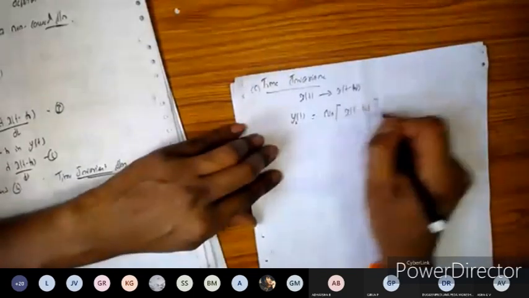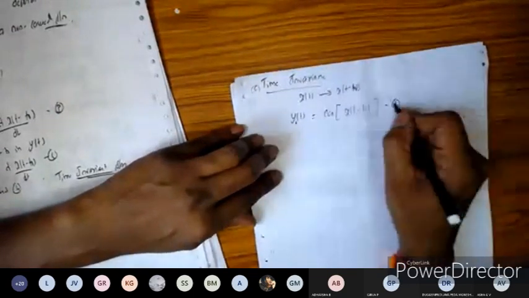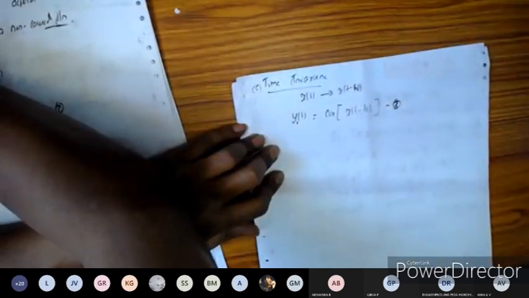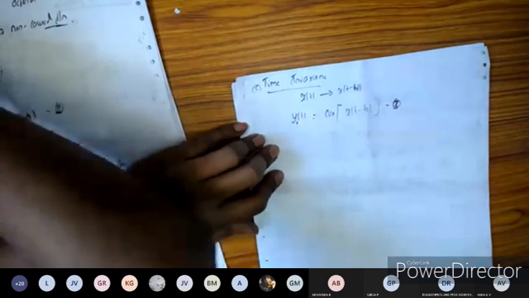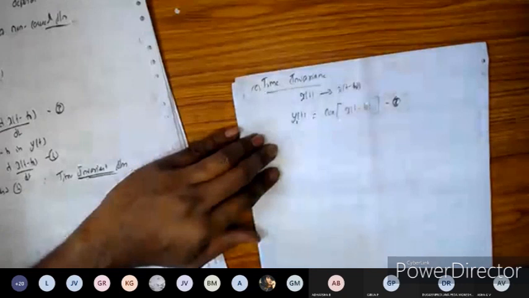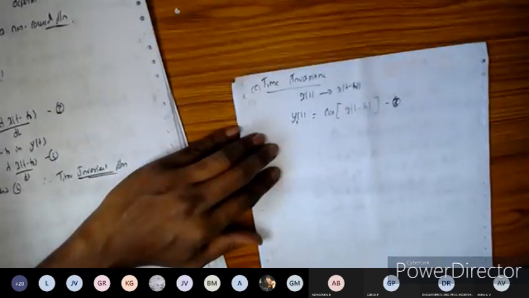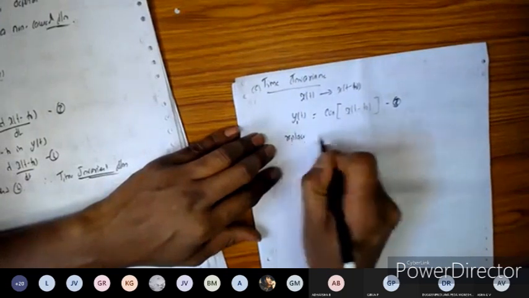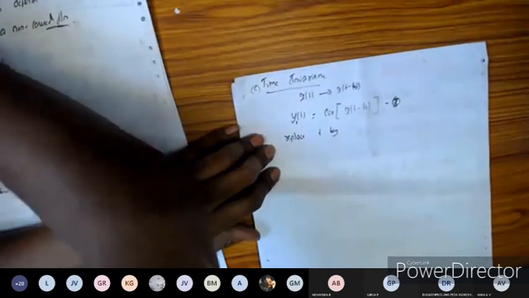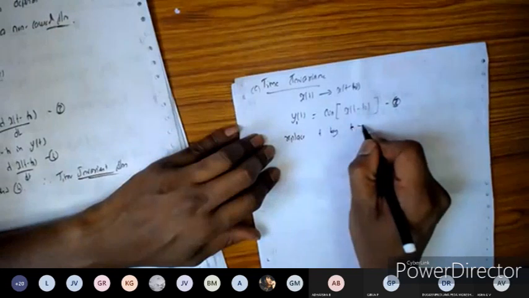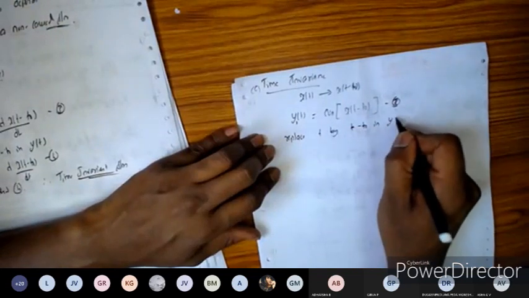Let us say this is nothing but y1 of t. Call this equation number 3, since we have already taken 2. Now let us replace t by t minus t naught in y of t.